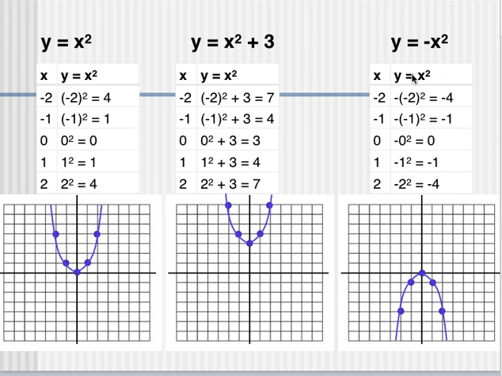Last one, xy table for y equals -x squared. Notice how when you're plugging in -2 here, the -2 is in parentheses, but the negative here is outside of them. So (-2) squared is 4, but there's a negative outside the parentheses, so your final answer is -4 there. Go ahead and fill in your table.